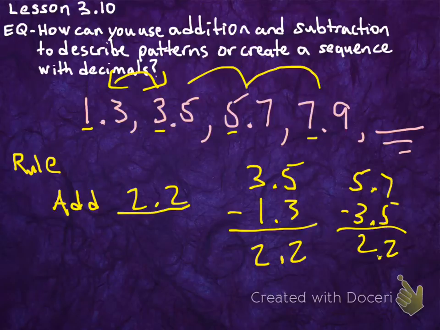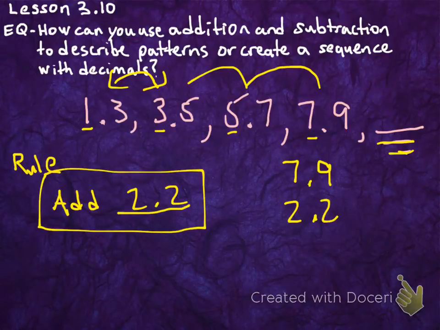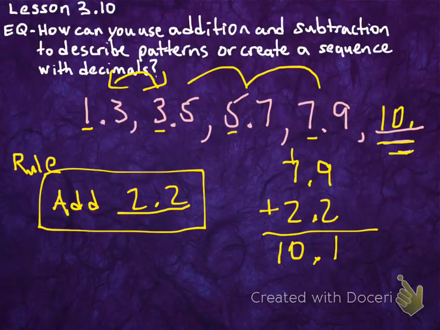So now, in order to determine what this missing term is, all I would have to do is take this 7 9/10 that's here and add 2 2/10 to that, because we already determined that the rule was add 2 2/10. Therefore, to figure out what the missing term is, you would take that 7 9/10, which is right before that unknown term, and add 2 2/10 to it. Therefore, I would get my answer of 10 1/10. My missing term would be 10 1/10, which would then match my rule of add 2 2/10.